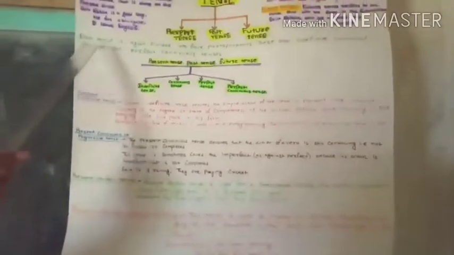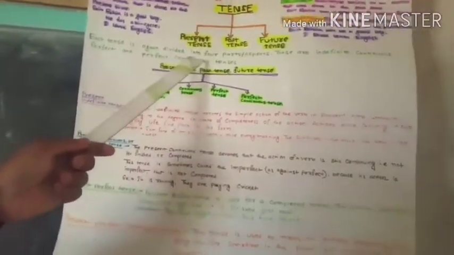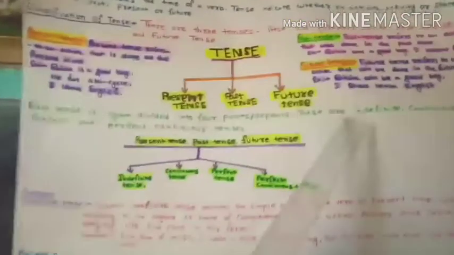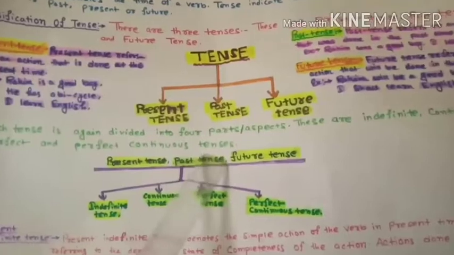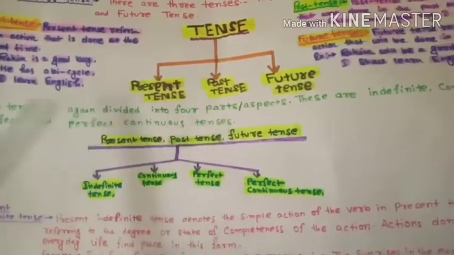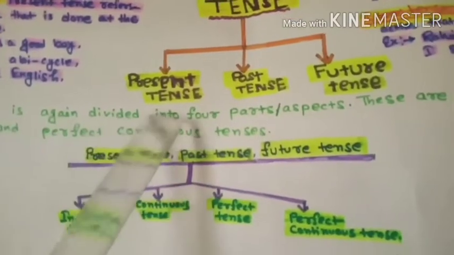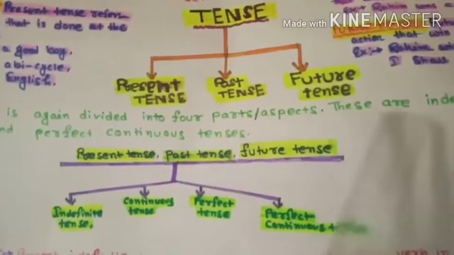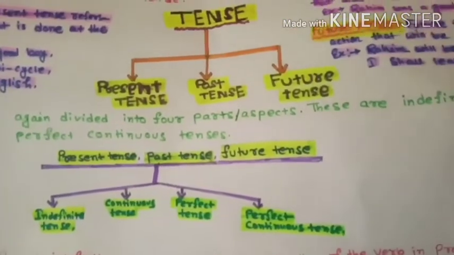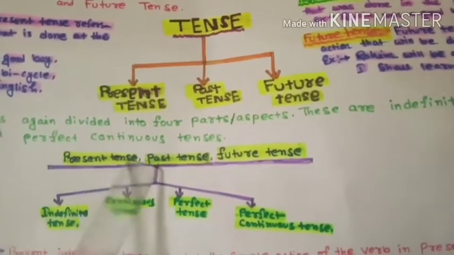Okay, now students, look at here. Each tense is again divided into 4 aspects. These are indefinite tense, continuous tense, perfect tense and perfect continuous tense. So students, each tense is again divided into 4 parts or 4 aspects, and these are indefinite tense, continuous tense, perfect tense and perfect continuous tense.